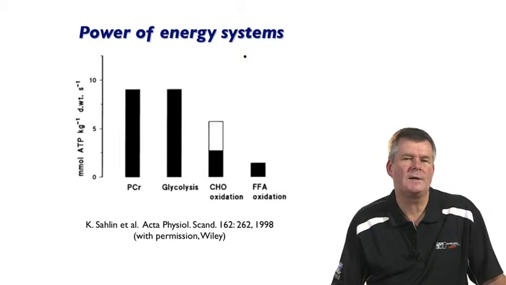And this explains the often made observation during prolonged endurance type events, when athletes run out of carbohydrate, often described as hitting the wall. They have to slow down because they rely more heavily on fat with a lower power output.